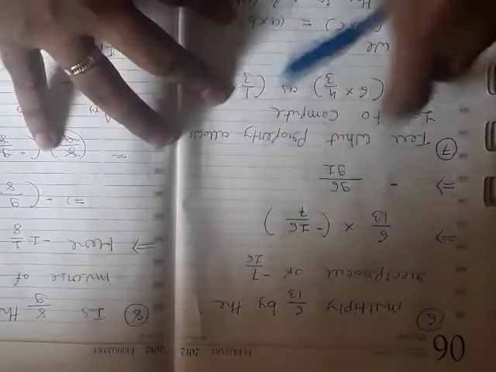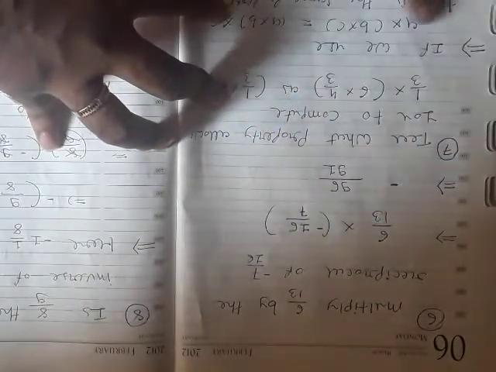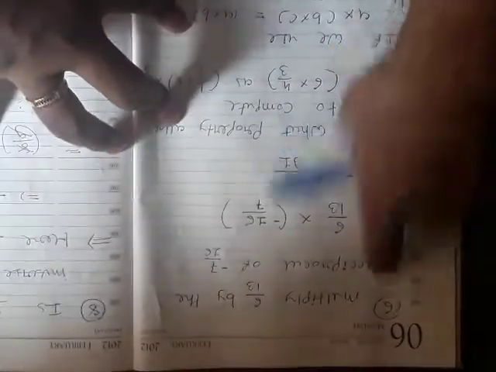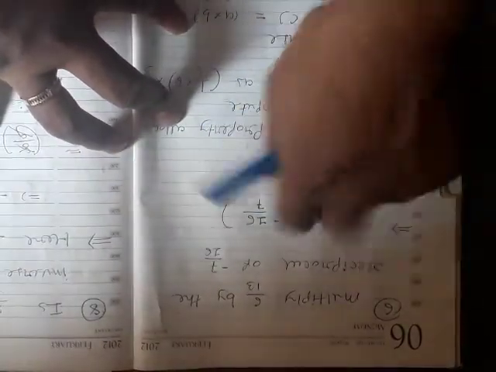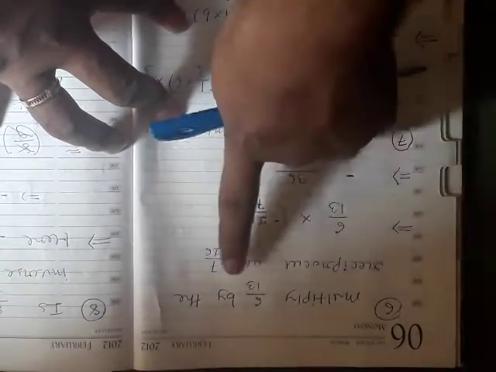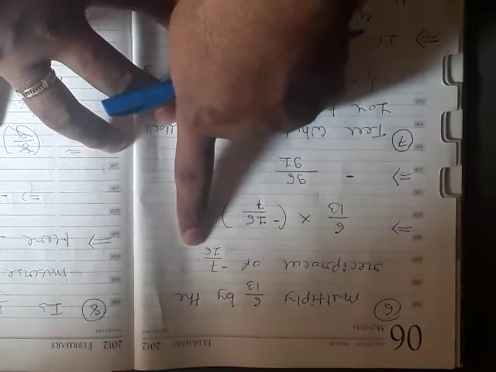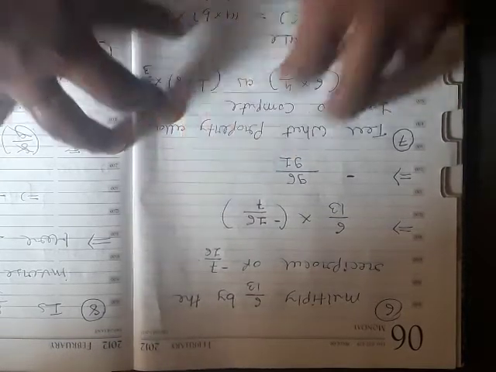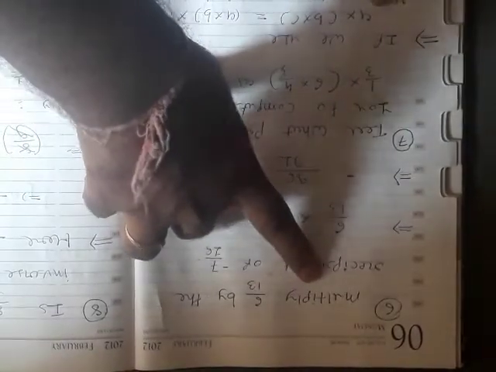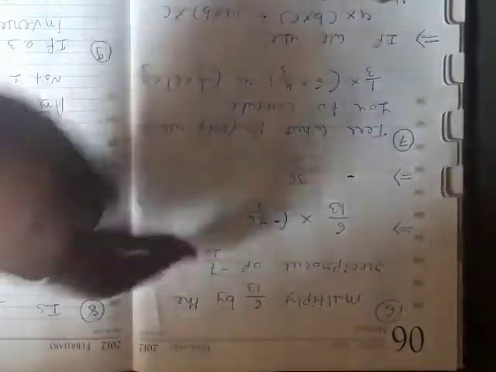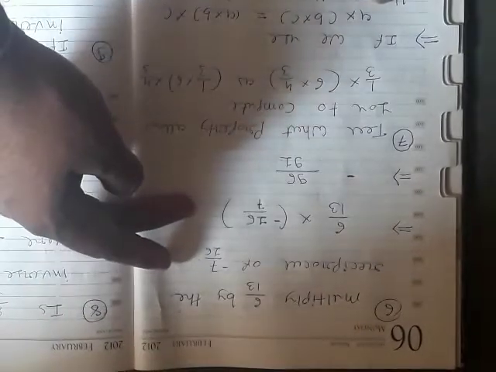Okay, students, in the last lecture we studied till the fifth question of Exercise 1.1. Now we are starting with the sixth question. What is the sixth question? Multiply 6 by 13 by the reciprocal of minus 7 by 16. So here we are asked to multiply 6 by 13 by the reciprocal of minus 7 by 16.